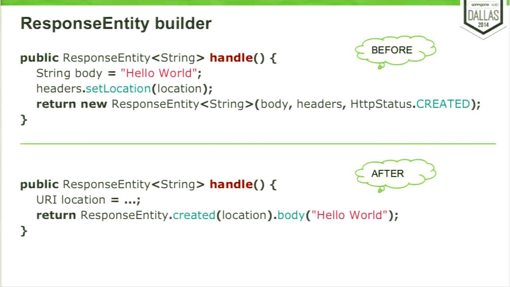This is a good one because it's really easy to take this and apply it to existing code. And it's a pleasure to delete lines of code and replace them with something shorter and more compact. So ResponseEntity, which I'm sure you're familiar with, you can see at the top an example of what it takes today to create a response entity.